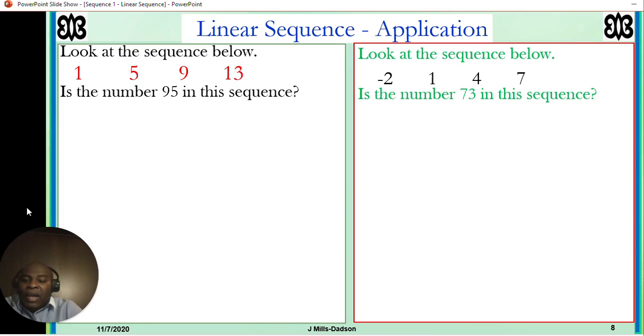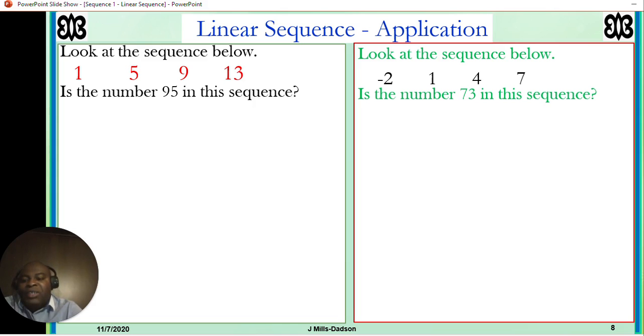Let us now look at, if we're given a sequence, how do we predict whether a particular number will be in the sequence or not. So we have a sequence 1, 5, 9, 13. The temptation here is that, well, there is 5 in the sequence, so it's likely that 95, ending in 5, could be in the sequence. But we need to be very careful here. We need to investigate that.